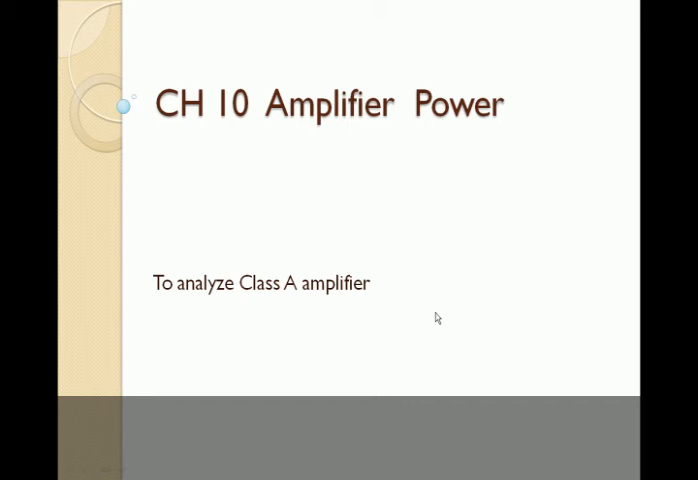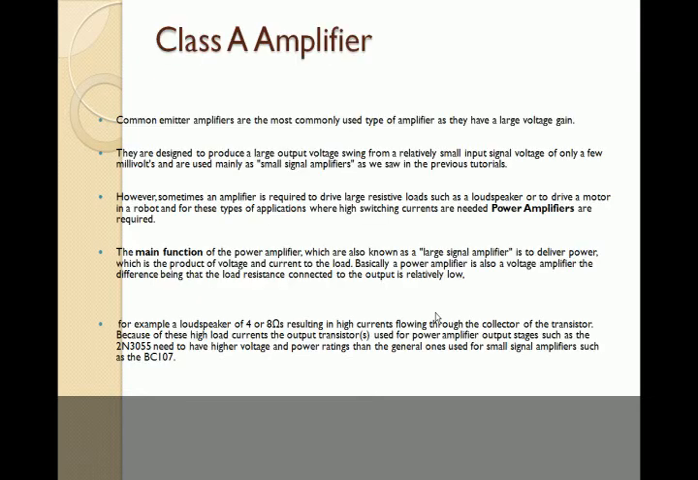Chapter number 10, the amplifier power. In this chapter, we analyze the Class A amplifier. The common emitter amplifiers are most commonly used for the large voltage gain. They produce the output voltage for a relatively very small input signal. For a few millivolts, we can get a few volts of output.